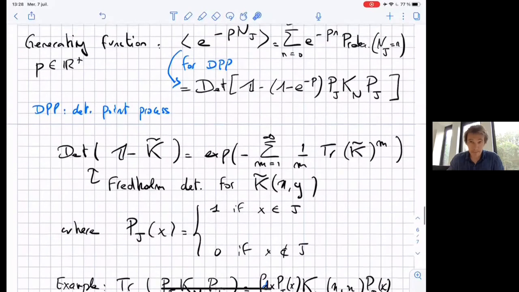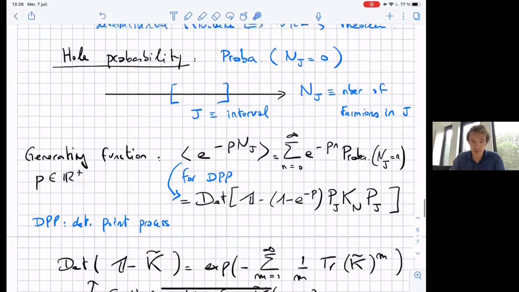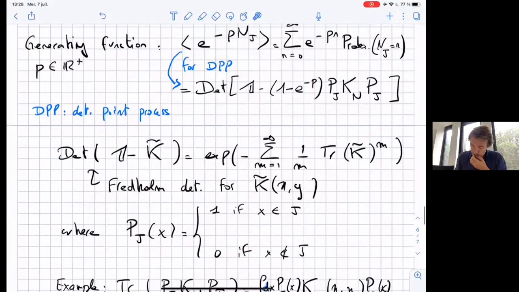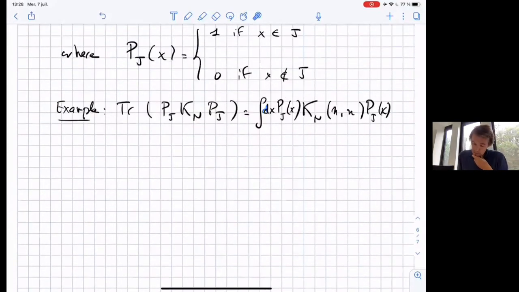So what was J? J is just this interval. So this holds for any interval, in fact. It could also be several disjoint intervals, it doesn't need to be connected. Okay, so one nice application is to the statistics of the rightmost fermion, or the largest eigenvalue.